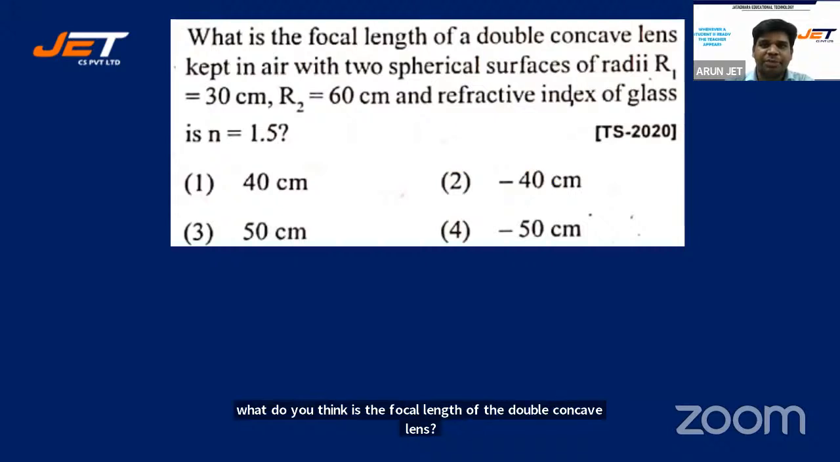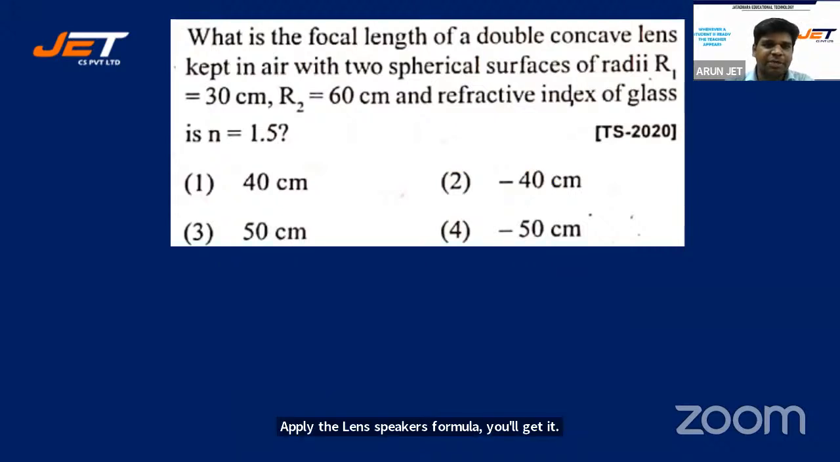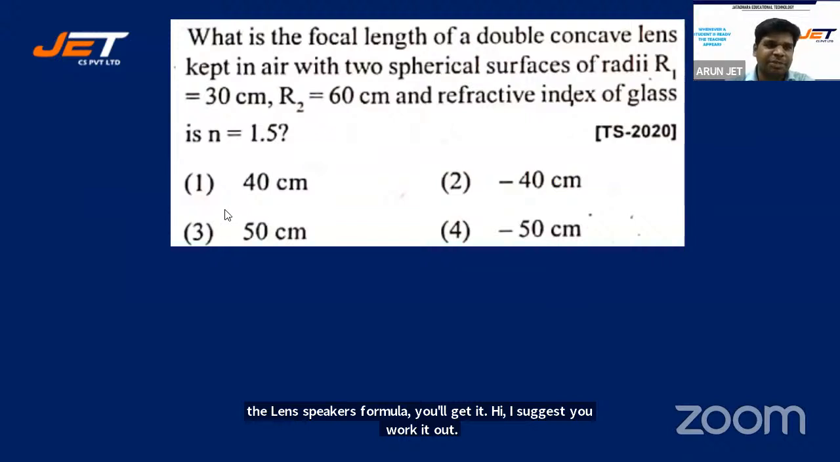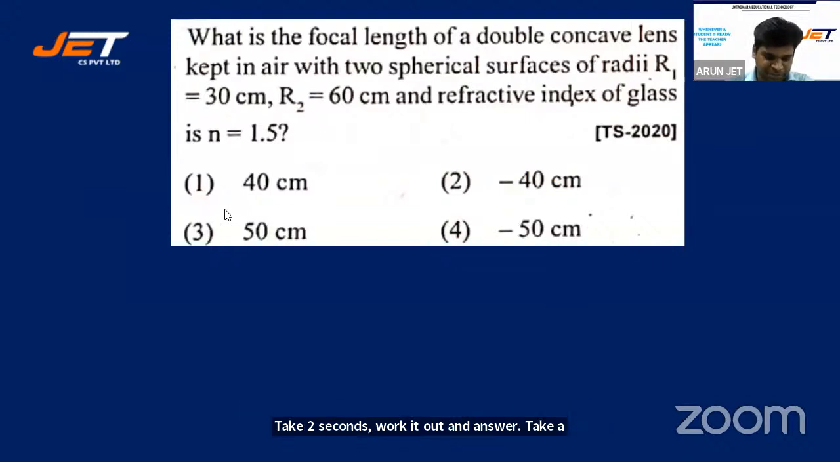I suggest you work it out. Take a few seconds, work it out, and answer. Take a minute, that's okay. Okay students, it's a double concave lens, so the focal length has to be negative. It's a 2020 question.